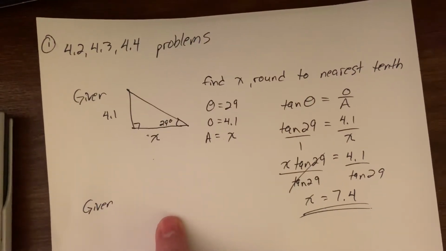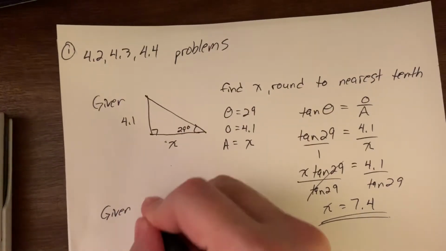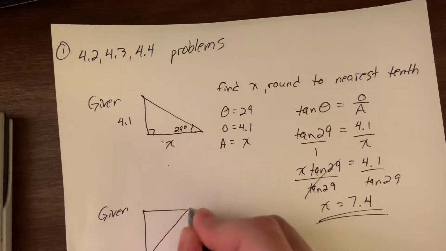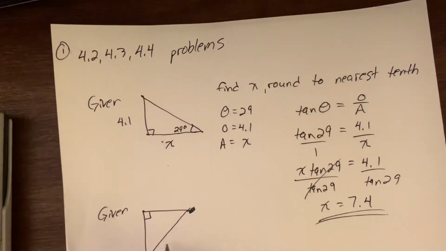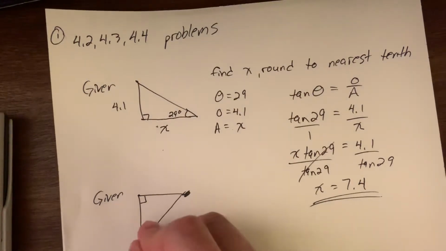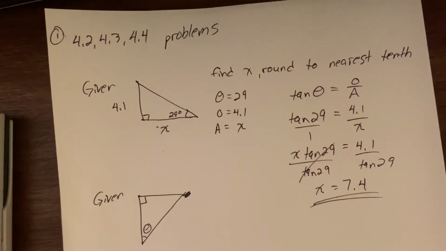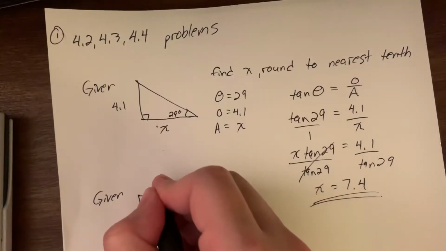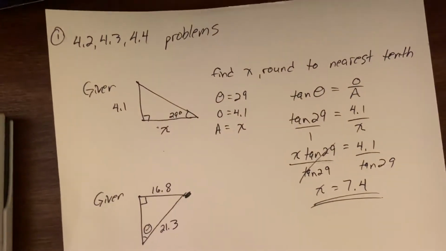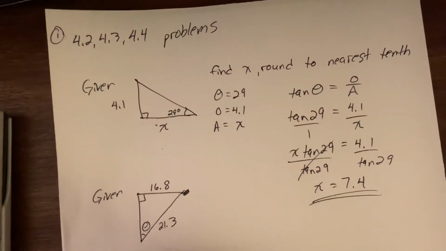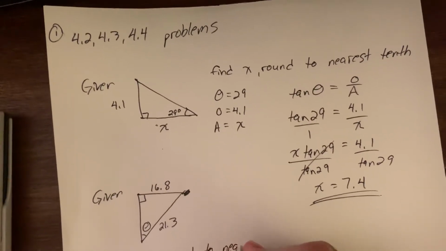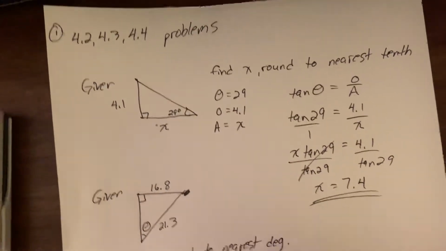But now let me switch it up a little bit. Problem number 2, I'm still going to give you a right triangle. Just changing my picture a little bit. I'm giving this to you, so now that is your right angle up here. I'm going to stick a theta in this corner, and I'm going to give you this value is 16.8, and this value is 21.3. And now I'm going to say find theta, round to the nearest degree.